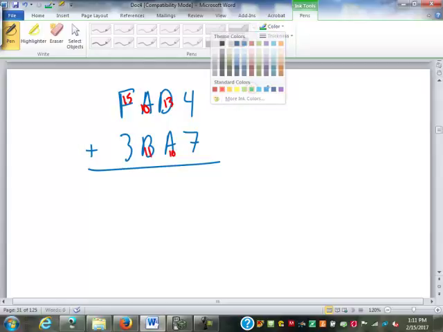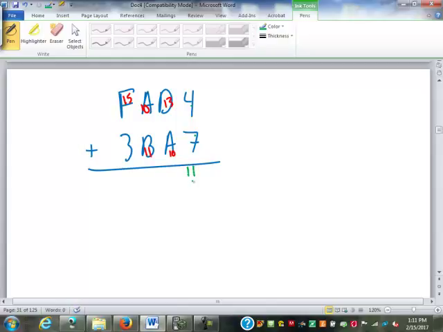Remember, the largest digit we can have is a 15, which is an F. So 4 plus 7 is what? 11, which encodes to be a B. 13 plus 10? 23. Now, I have to carry 1 from that because it's bigger than 15. This is base what? 16. So I'm going to take out 16, which is going to leave me with 7. 23 minus 16 is 7.